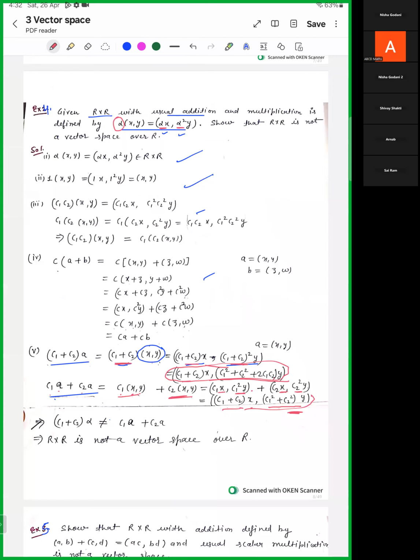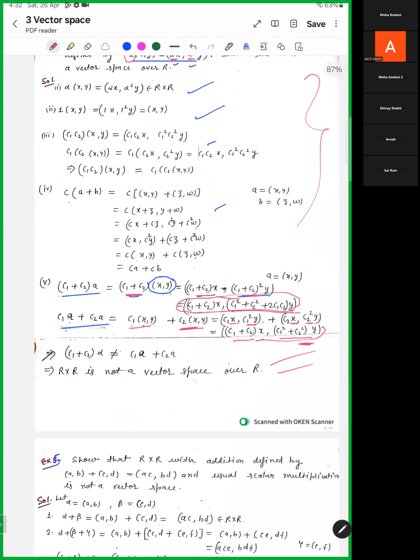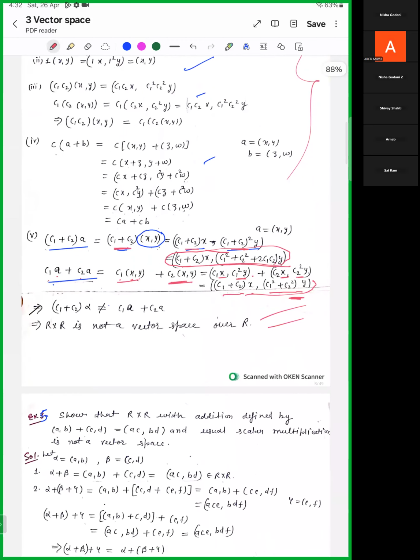Or you can do it directly: I have checked the first four axioms, and the fifth is not satisfied here. Roughly, you can check the others and then do this fifth one. But for teaching purposes, I want you to know everything. That is why I have shown every axiom: these four are satisfied and the fifth one is not. So R cross R is not a vector space.